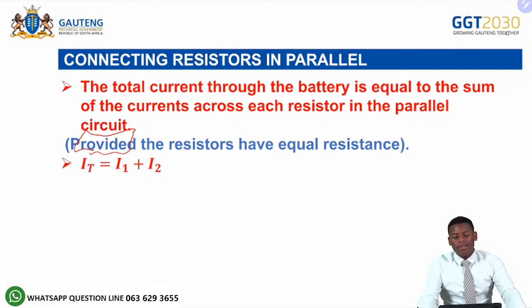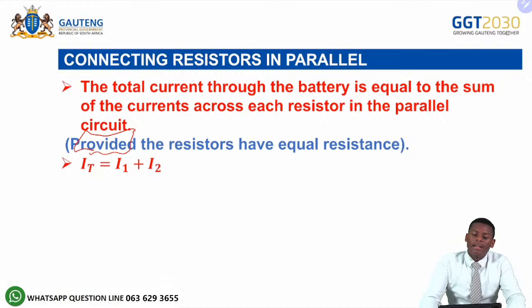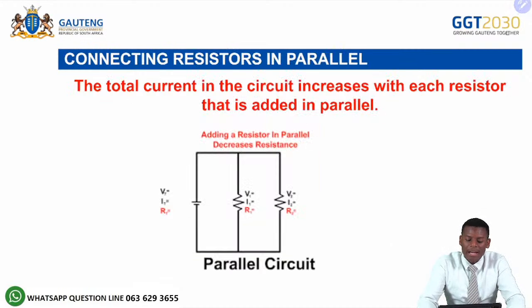The total current through the battery is equal to the sum of the current across each resistor in parallel. So the current is the same. All right. Also, the total current in the circuit increases with each resistor that is added in parallel.